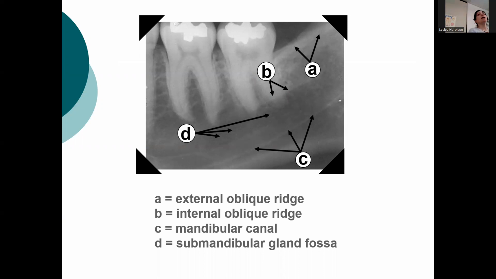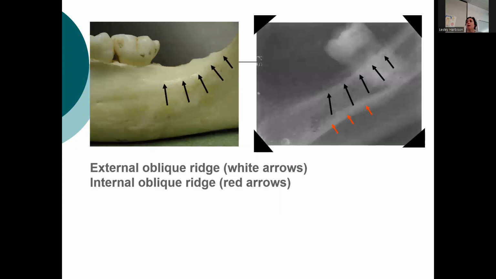If you say submandibular fossa, I'll give you the point. If you write submandibular gland fossa, you'll get the point too. But if you just put submandibular fossa, I'll give you the point. External and internal. You have this one.